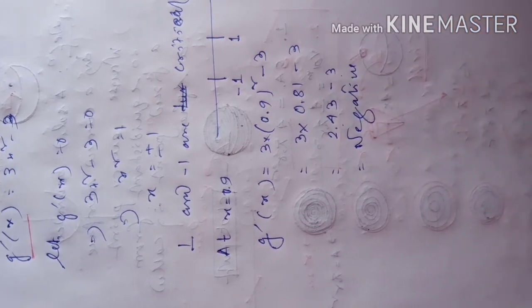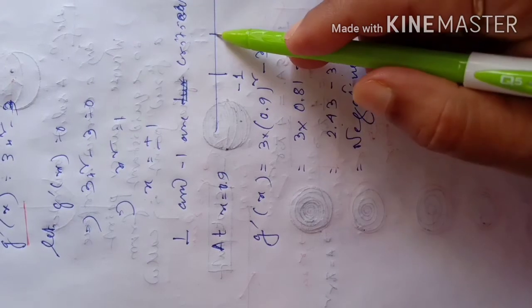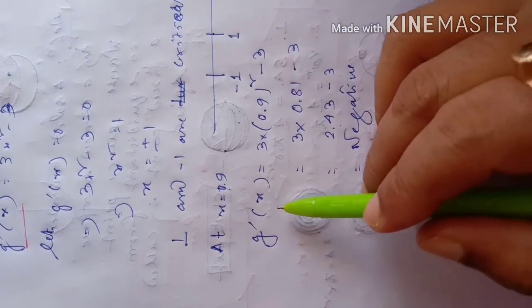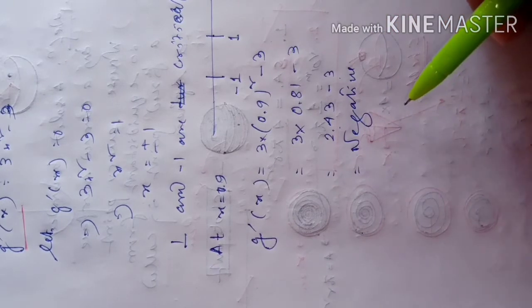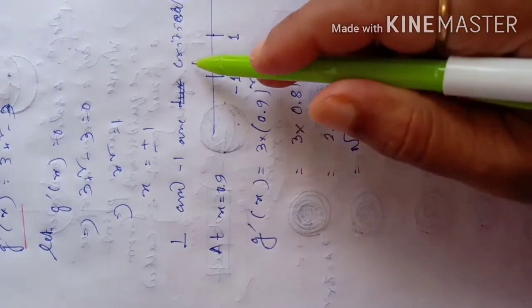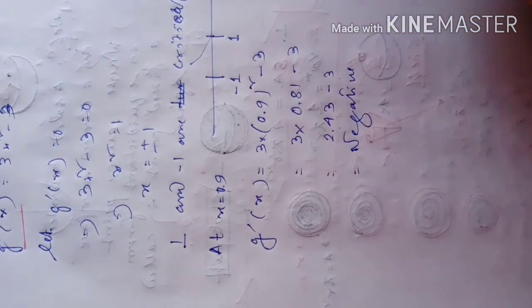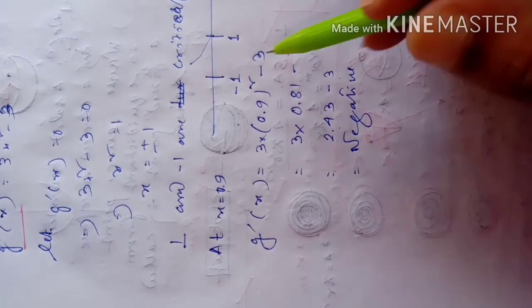No? And that means before this point the rate of change of the function is negative, so it is decreasing. That means it is going towards this one, it is decreasing, it is negative.